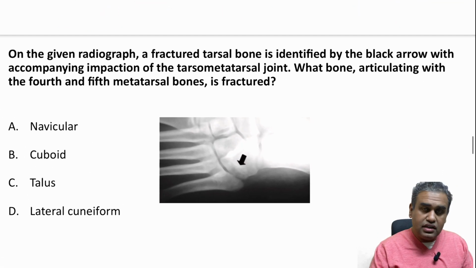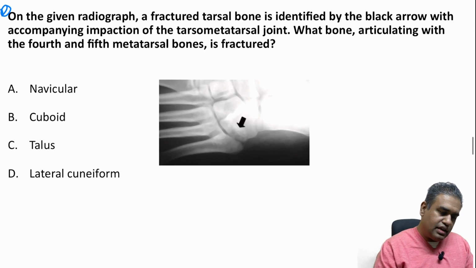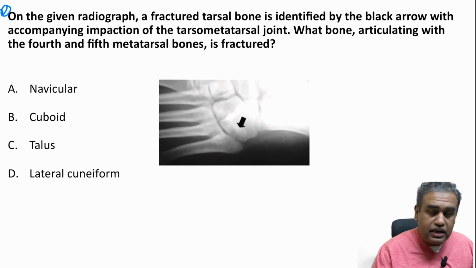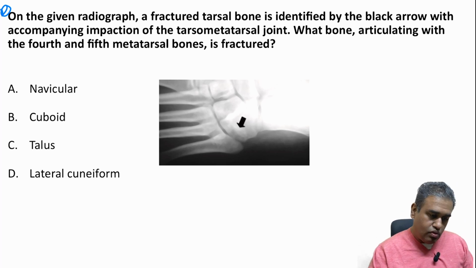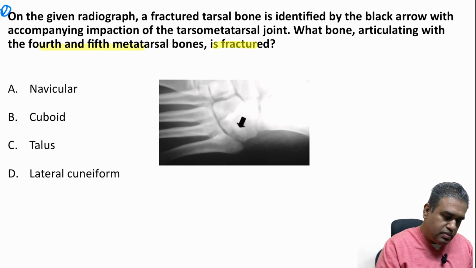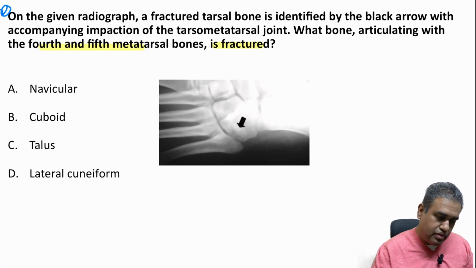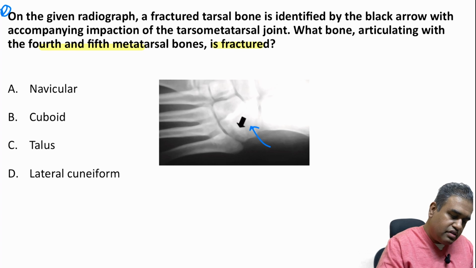In this we have to identify the tarsal. On a given radiograph, the fractured tarsal bone is identified by the black arrow with accompanying impaction of the tarso-metatarsal joint. What bone articulating with the fourth and fifth metatarsal is fractured? So basically, we have to identify this bone marked by the black arrow. In addition, they are giving you a hint that it is attached to the fourth and fifth metatarsal.